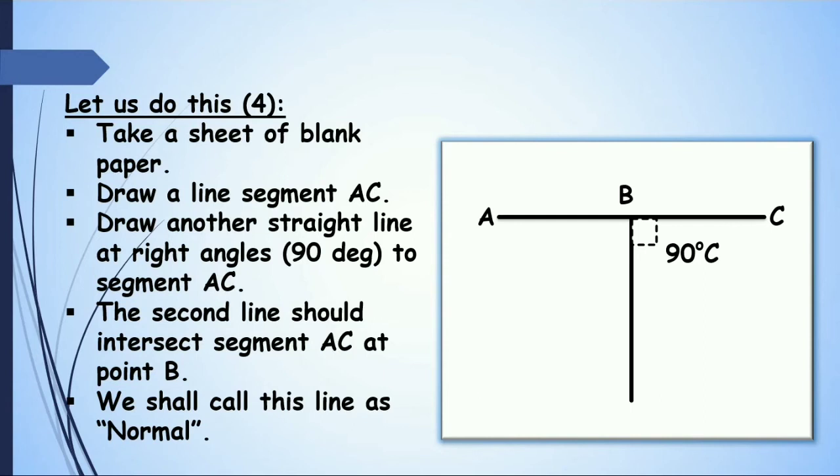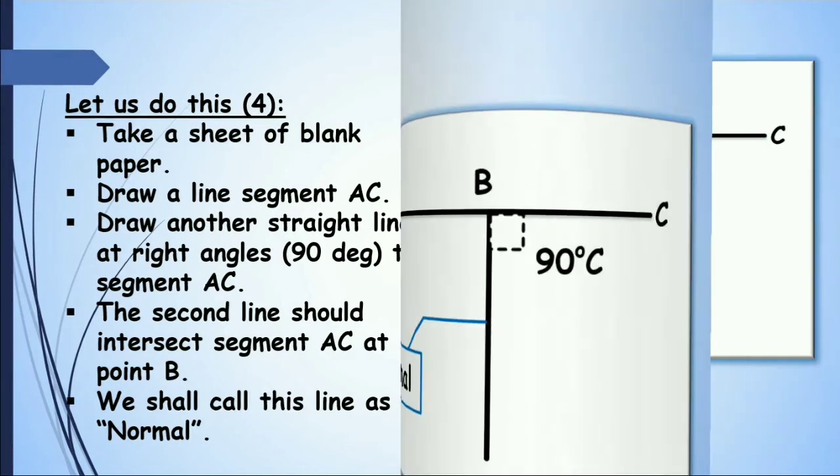The line at B, which is perpendicular to AC, is called a normal. So for any surface, if you draw a perpendicular line over a given point, then it is called the normal.